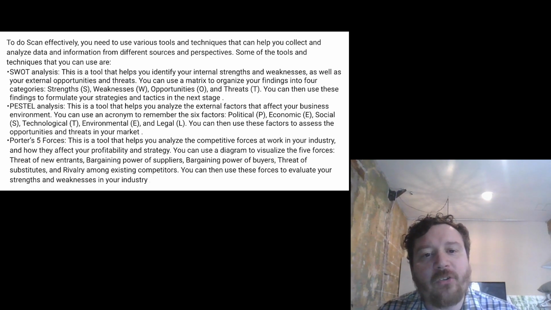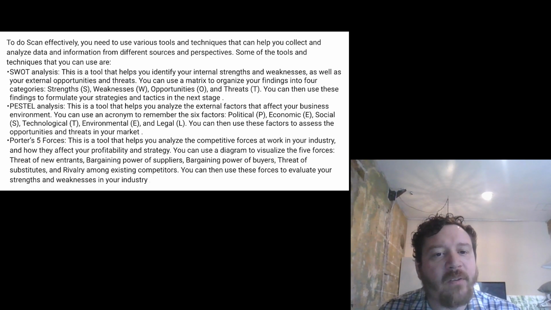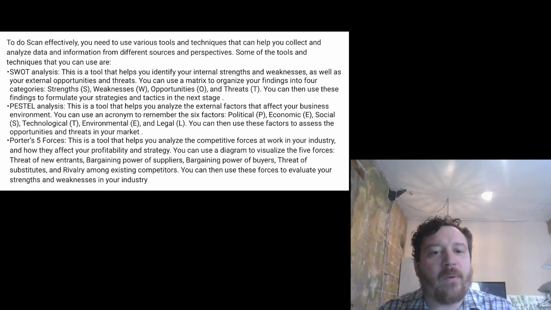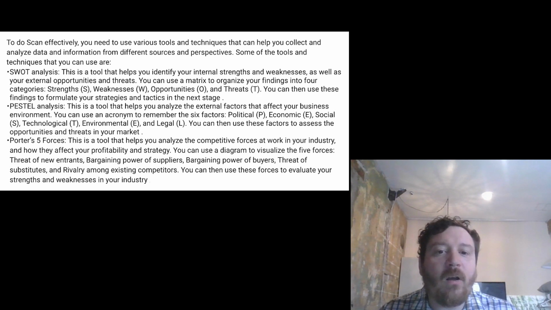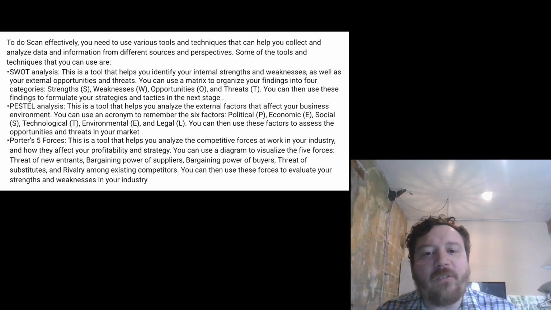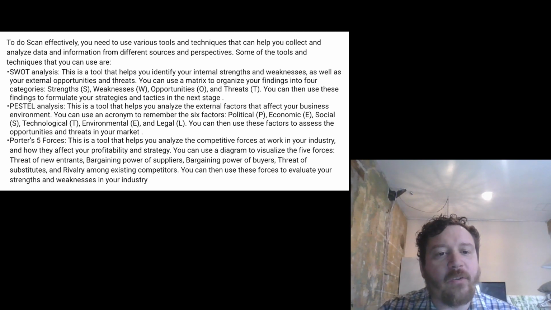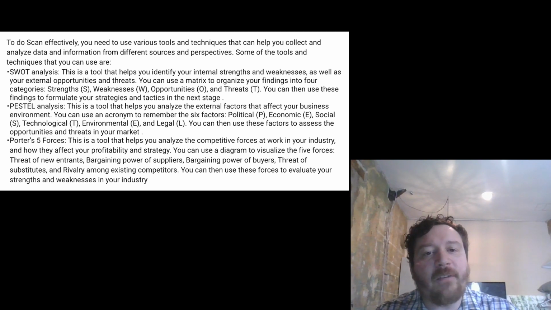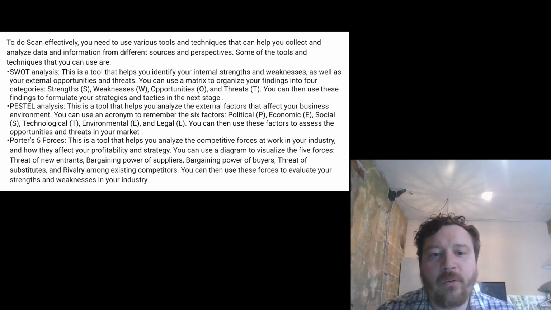Bargaining power of suppliers. We have a low bargaining power of suppliers as the supply of inputs is abundant and diverse in the AI industry. We can easily switch between suppliers of data, software, hardware, or talent without significant costs or consequences. We need to maintain good relationships with our suppliers and negotiate favorable terms and conditions.